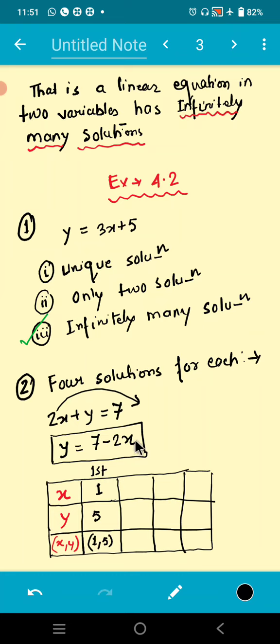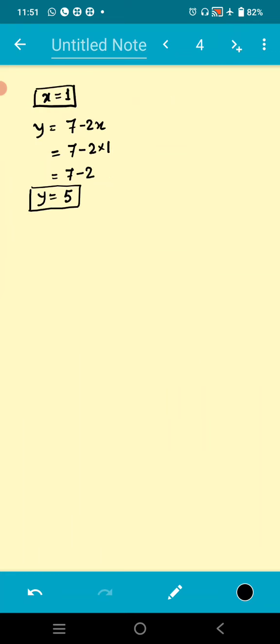In the same way, you can substitute another value also, that is, suppose in place of x you can put 2 also.